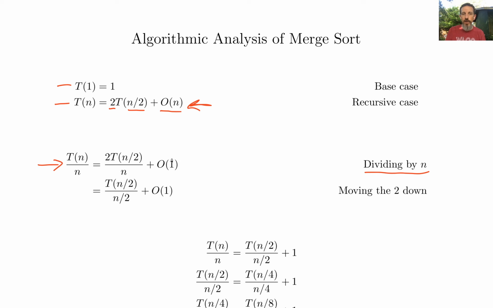Now, where did the n go? Well, it's because we divided by n. And then finally, we're going to just move the 2 down. Which 2? We're going to move this 2 down into the denominator, and it goes here, and we're left with this. So we have T(n)/n is equal to T(n/2) divided by n/2 plus big O of 1. That's where we begin our analysis of this recursive function.